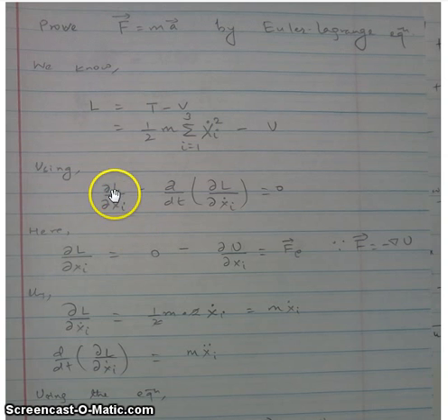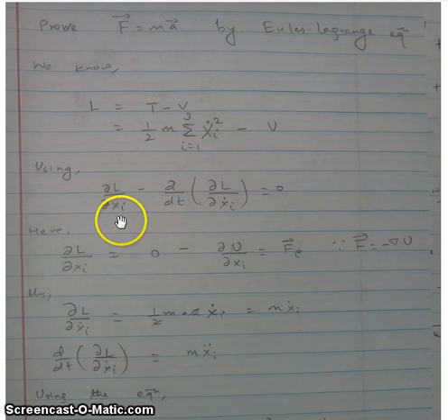And here, the partial derivative of L with respect to x_i minus d by dt of the partial derivative of L with respect to x_i dot equals 0 is the Euler-Lagrange equation, which is what we will be using to prove F equals ma.